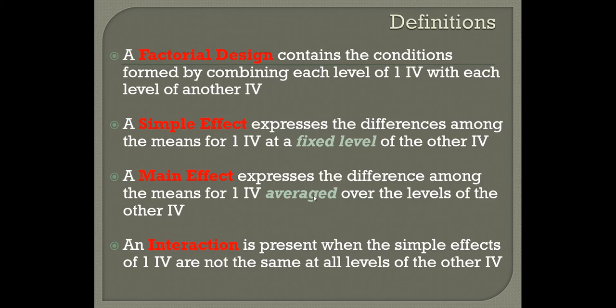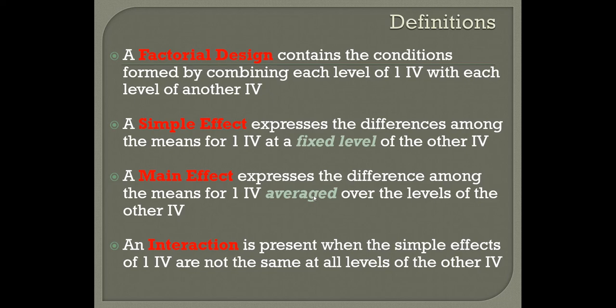Alright, so just take a step back. A factorial design contains the conditions formed by combining each level of one IV with each level of another IV. Actually, a factorial design can have more than two IVs, but for now we'll keep it at two IVs. A simple effect expresses the difference among the means for one IV at a fixed level of the other IV. So before, when we were looking at the effect of treatment condition at male versus at female, that would be a simple effect.